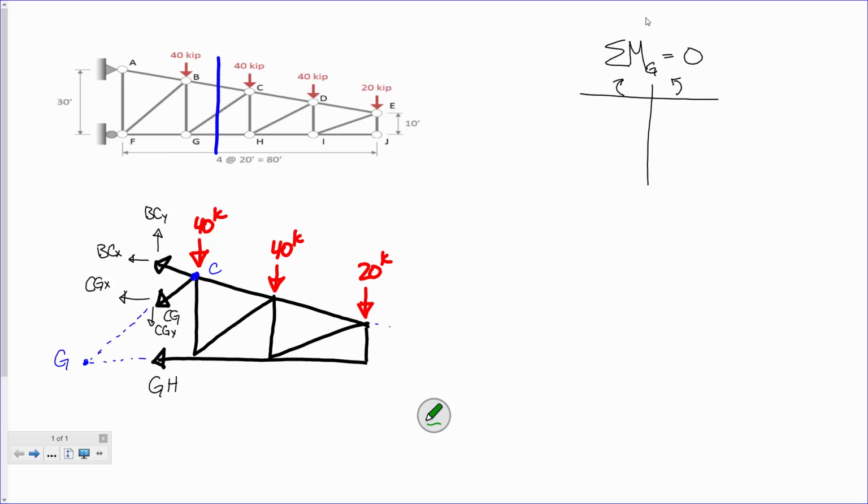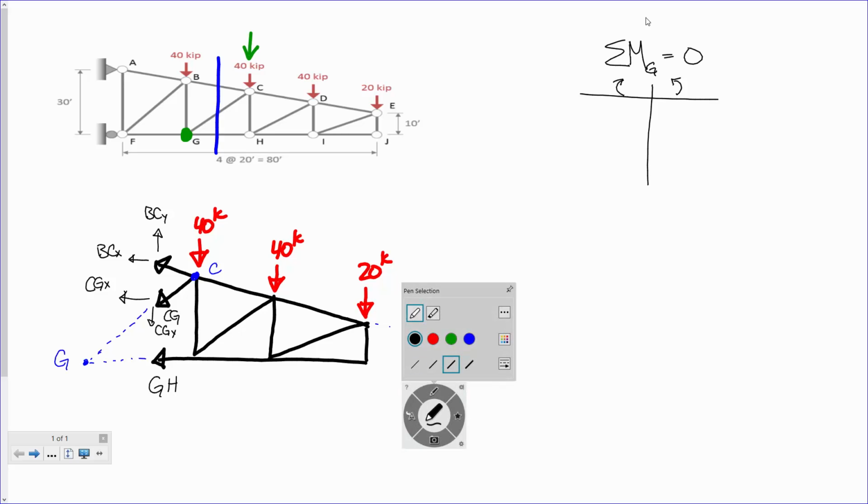So I'm summing moments. Here I'm looking at this upper truss. I'm summing moments right there. See that little green spot I'm drawing? Okay, so let's handle these one load at a time. So I'm looking to the right. So we'll start off with that one. Okay? So what do we say? We got 40 kips. Is that going to belong on the left side of the table or the right side of the table? Which way is that going to rotate point G? Left. Okay, so I've got 40 kips.